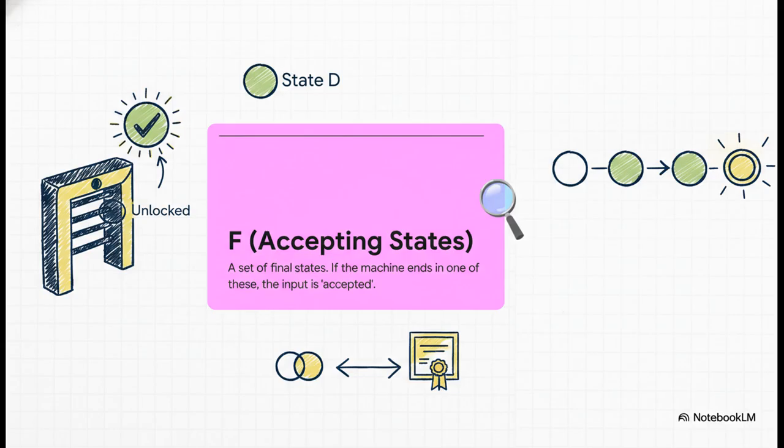For our turnstile, unlocked wasn't really a goal, it was just another state. But for something like a password checker, landing in an accepting state is the entire point. In the example we're about to run, state D is going to be our one and only accepting state.